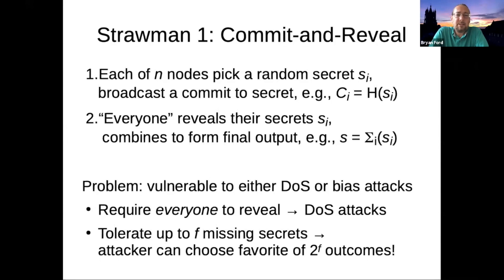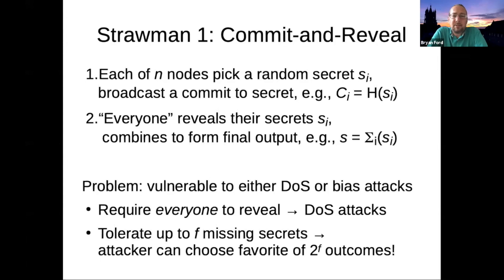Now, of course, you could try to make this scheme more resistant to denial of service by saying, okay, we're only going to require some threshold T out of the N nodes to show up. That way we can tolerate N minus T nodes disappearing in phase 2, right? So that would be nice from a DOS protection case. But now the problem is we get to phase 2, and there's up to N minus T of these nodes that haven't shown up.